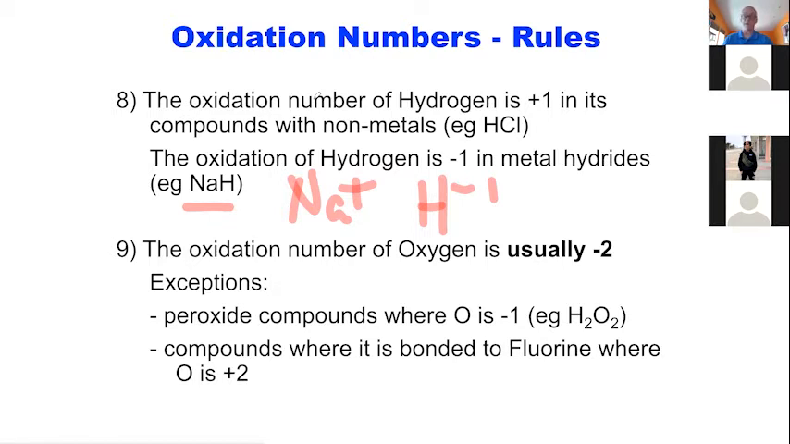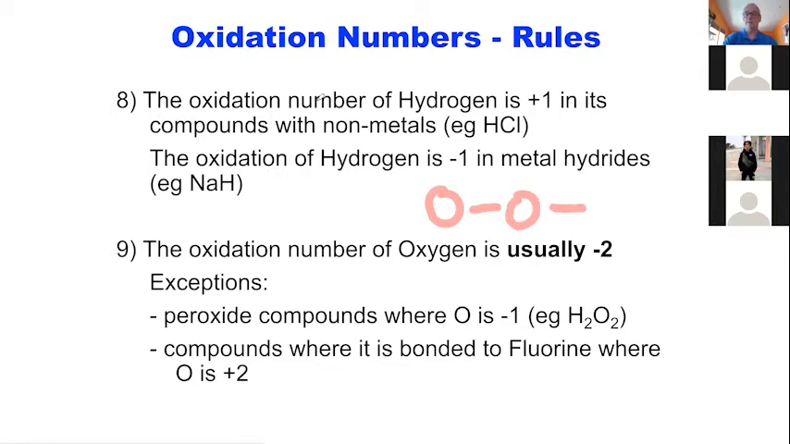Then we come to oxygen. Almost always -2. And there's really only 2 exceptions to that rule. One is when it's in a peroxide compound. And a peroxide compound is when oxygen is bound to itself and another element, like hydrogen, for instance. This is hydrogen peroxide. Probably familiar with hydrogen peroxide.